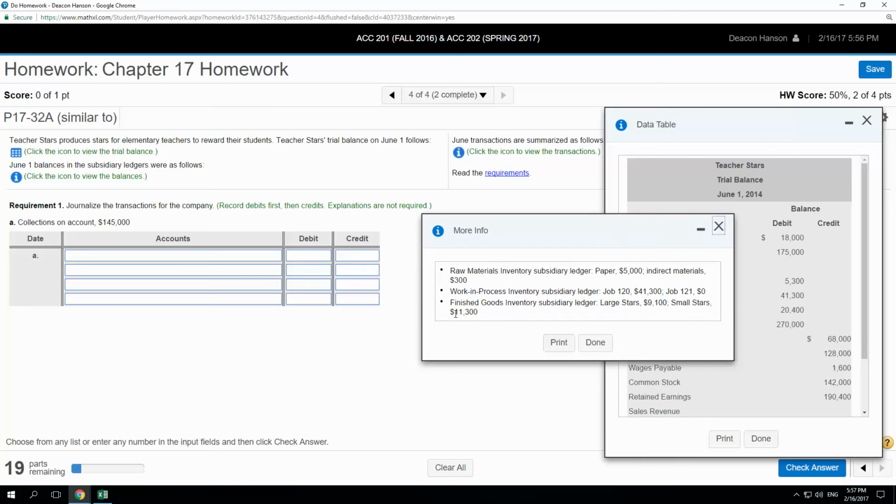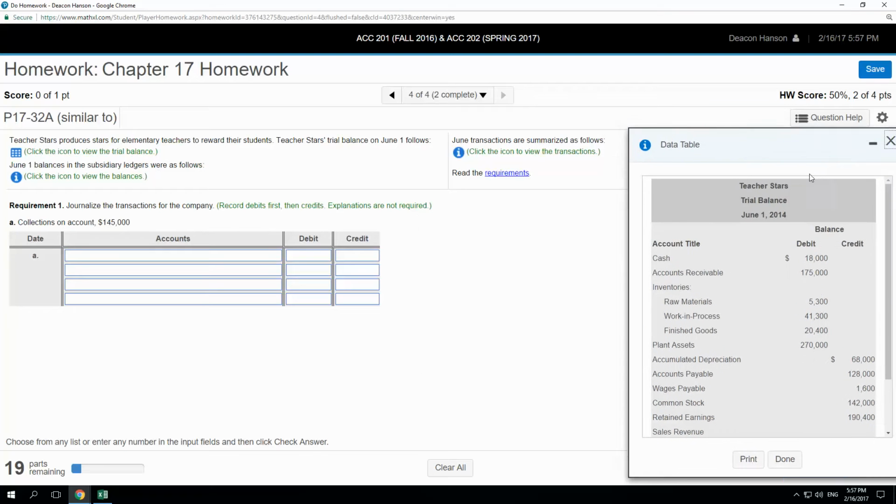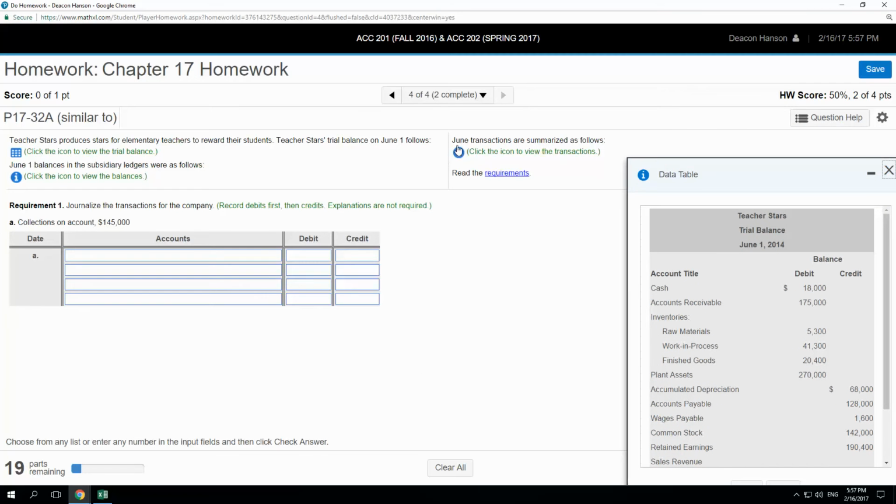For work in process, there's two jobs. Job 120 with a balance of 41,300, and then job 121 that doesn't have a balance. And then it shows stuff in finished goods, large stars and small stars. Shows the raw material, paper, and then indirect material of 300.